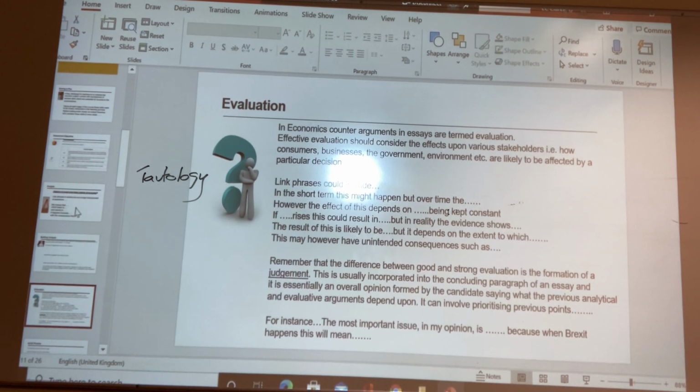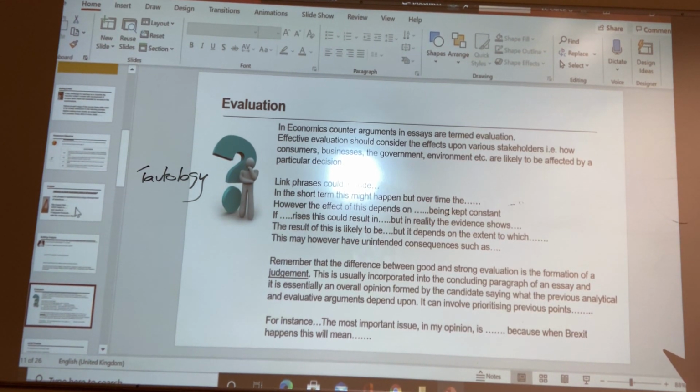Just to remind you, Abby's was about interest rates going up. I want you to do the interest rate statement. Interest rate goes up, consumption falls, AD falls, unemployment up. In the short term, this might happen, but over time, so you need to be talking about unemployment, I guess.